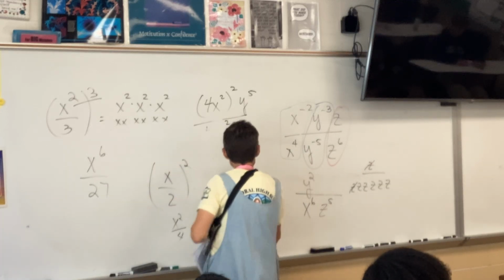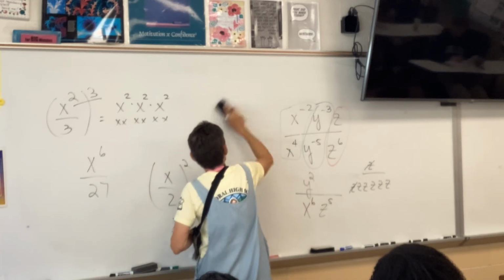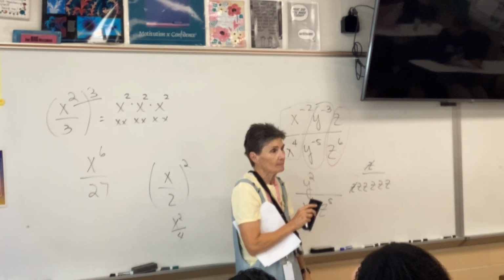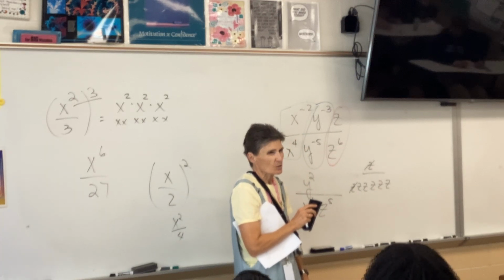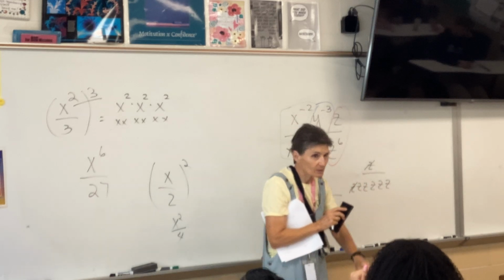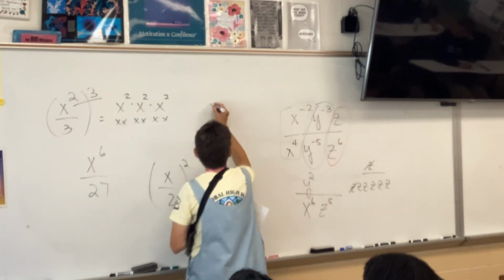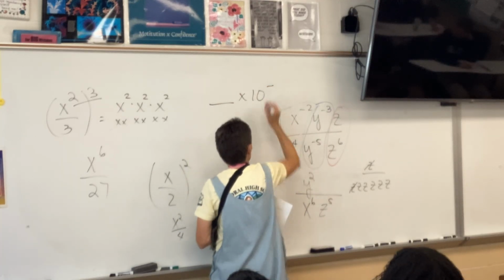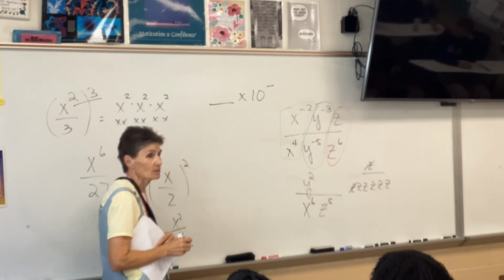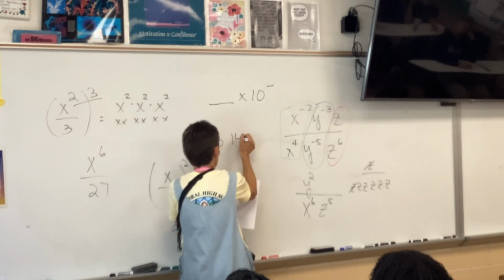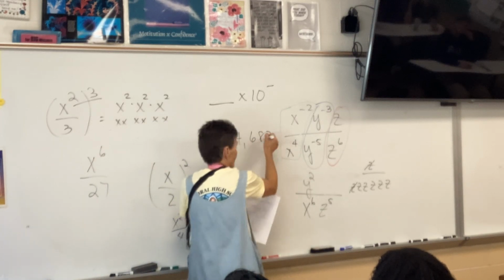All right, scientific notation. Has everybody in here had chemistry? So you all have seen scientific notation. Scientific notation is when you have a number times 10 to another number, right? That's what scientific notation is. So obviously, this number is not scientific notation.